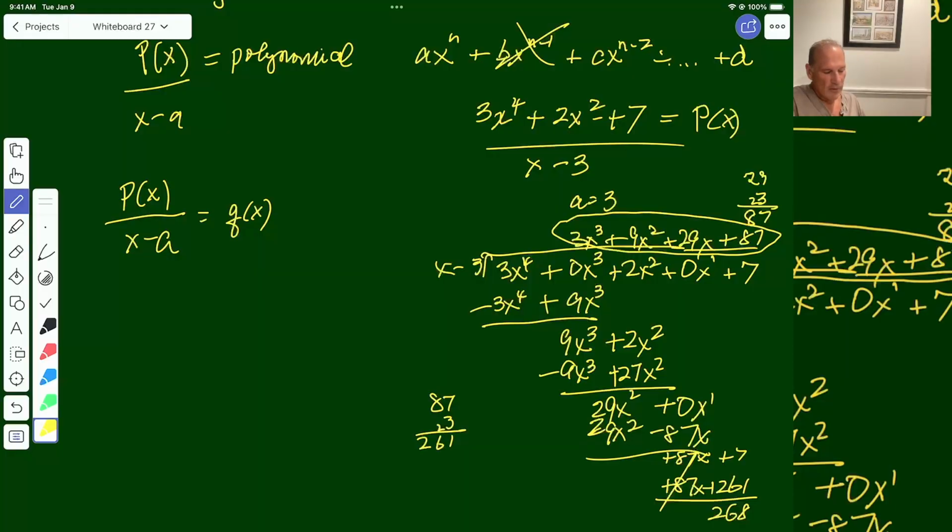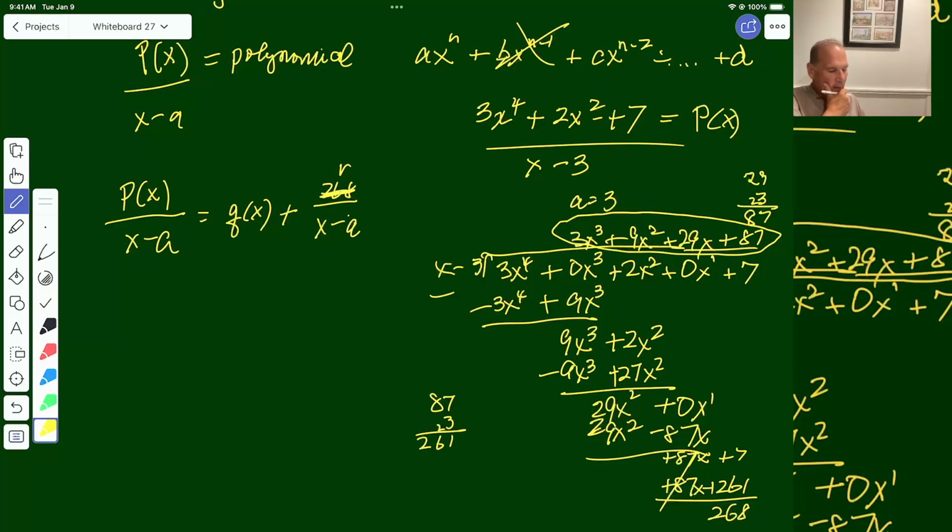And so what we normally do with that remainder is we divide it by the divisor, right? So this is going to be q of x plus 268 divided by x minus 3, right? Which is really x minus a. So I'm going to call this the remainder.